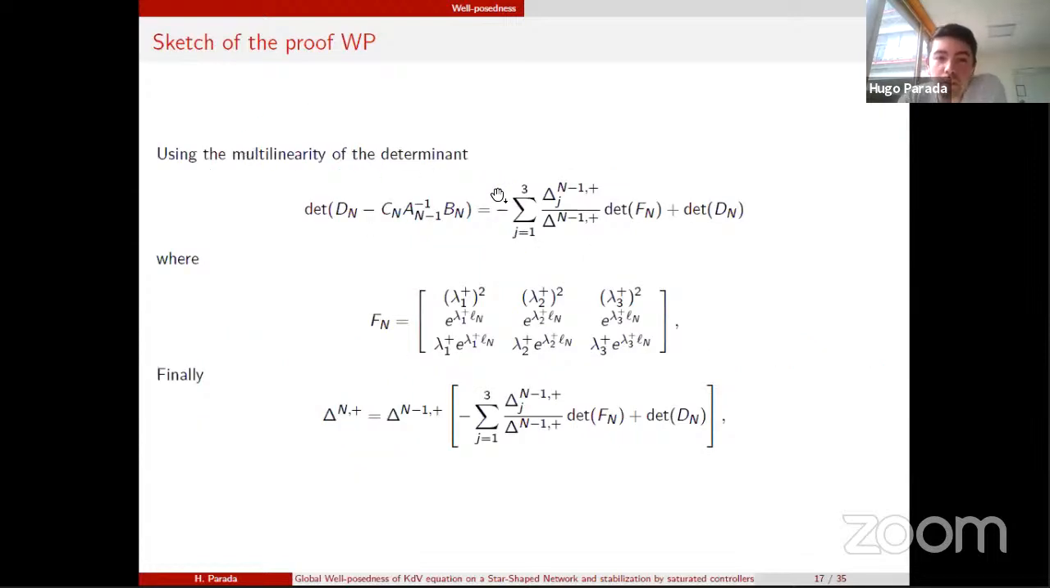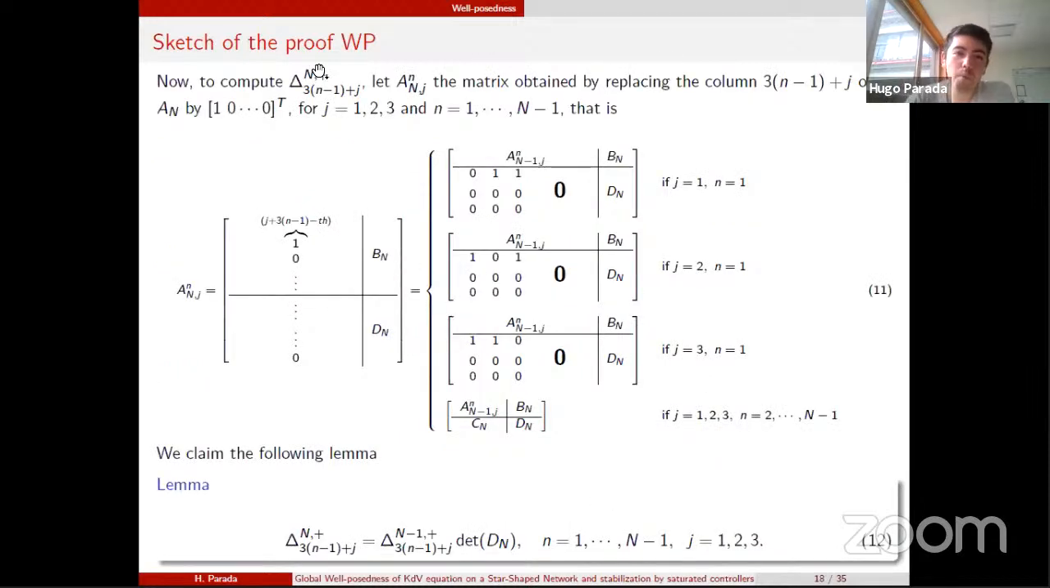Using that and some properties of the determinant, we can derive that this determinant is given by this, where this matrix Fn is given there. And finally, the determinant delta n is equal to delta n minus 1 multiplied by this. So now we have to compute the determinant delta n, 3n minus 1 plus j. If we recall, it's the determinant of this matrix, the same matrix, but where we replace one column by this. We have several cases, depending on which column you are removing. Here you are putting the column there, there, there.